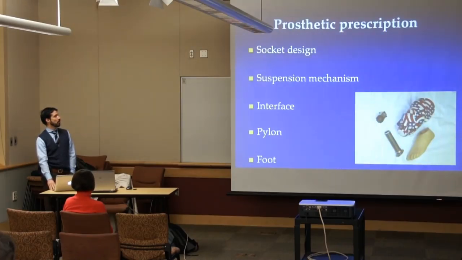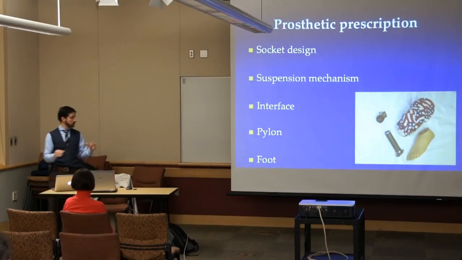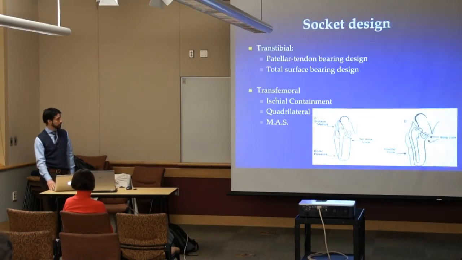Okay, so we have all these different parts. I'm going to start off by focusing on transtibial level, then we'll get a little into prosthetic knees, but we will touch on some of the transfemoral level stuff too. Socket design, suspension mechanism, so how that's actually held on, the interface, which is what goes between the socket and the residual limb, the pylon and foot.